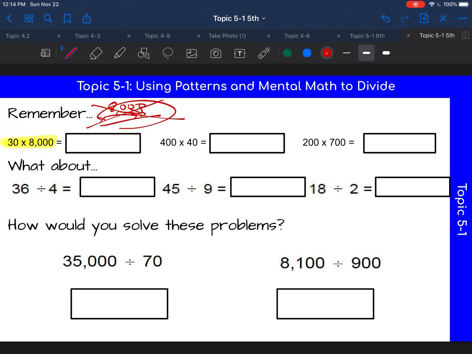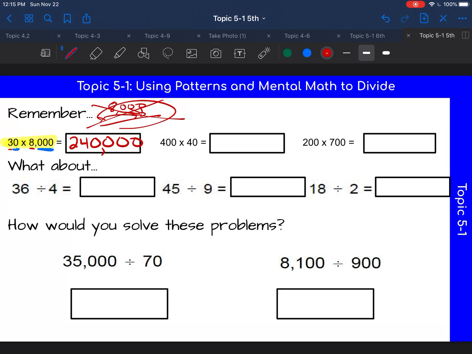So our basic fact in 30 times 8,000 is what? So it's 3 times 8, which is 24. And then there are 3 zeros in 8,000 and 1 zero in 30. So that's 4 total zeros. So we just tack those on to the end.